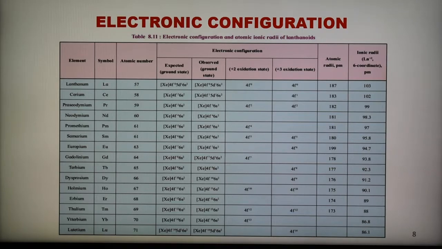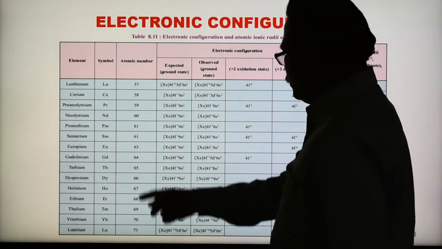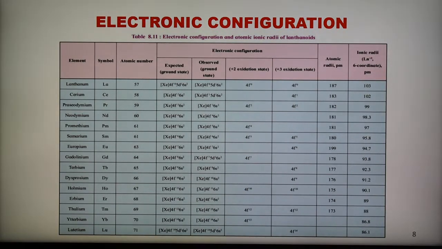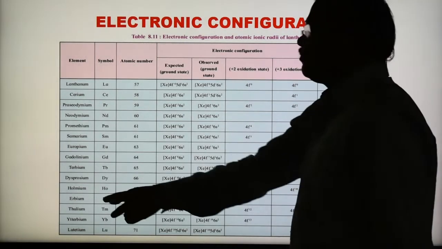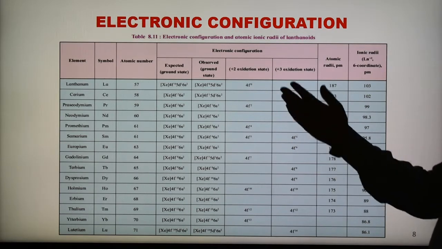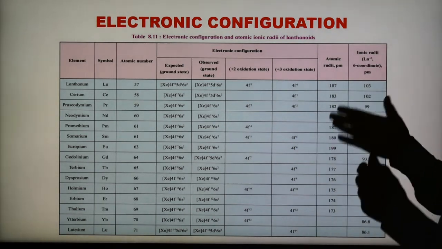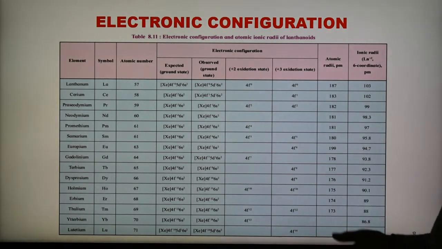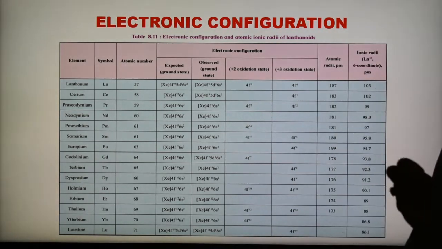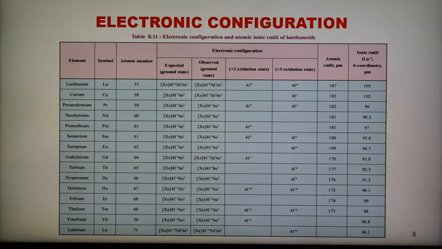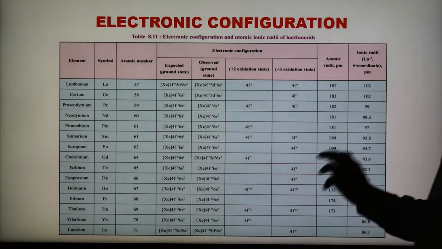These are the 14 elements of the lanthanide series, with atomic numbers from 57 to 71. So this is the complete series. Now, electronic configuration: as we know, in the lanthanide series elements the last, or incoming, electron goes to the f orbital, and because of that all these elements are known as f-block elements. What is an f-block element? The last electron of the element enters the f orbital, therefore it is known as an f-block element.